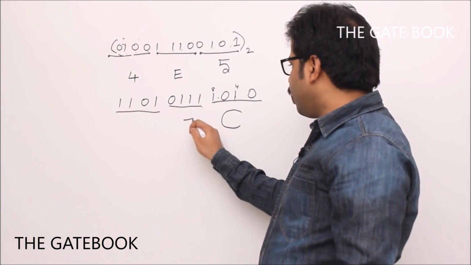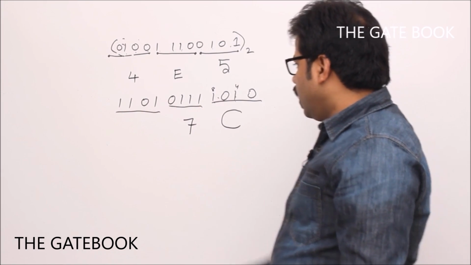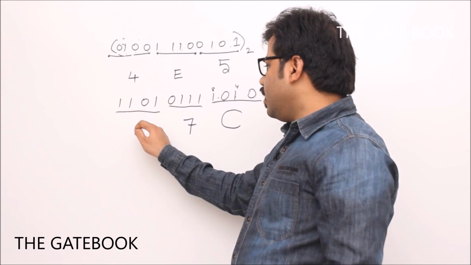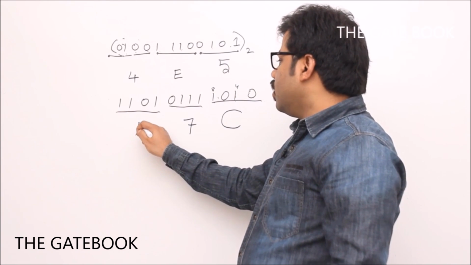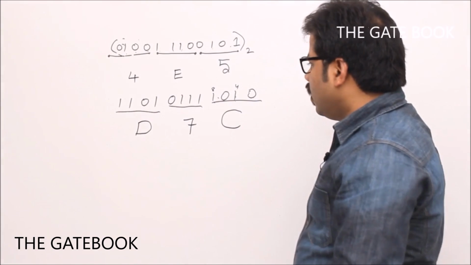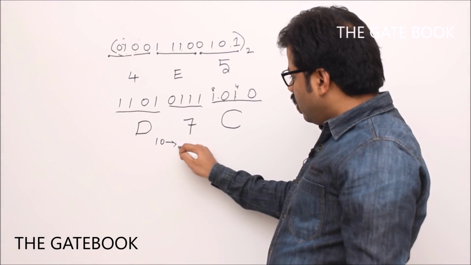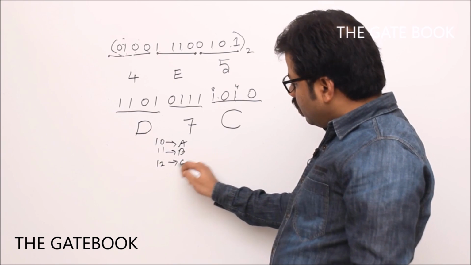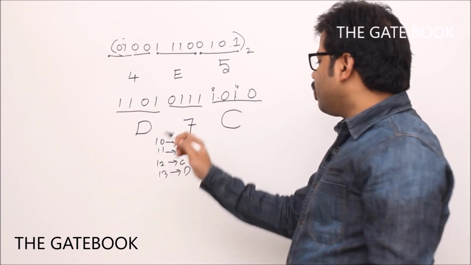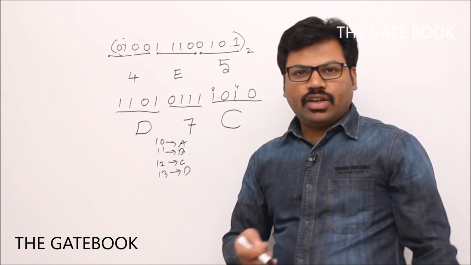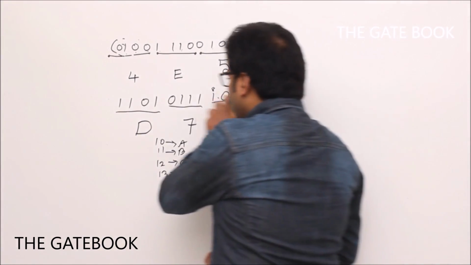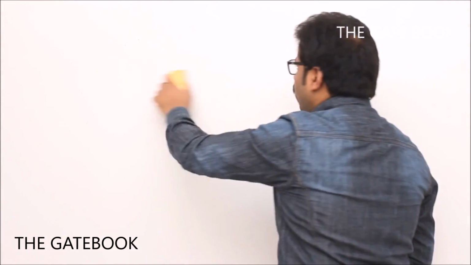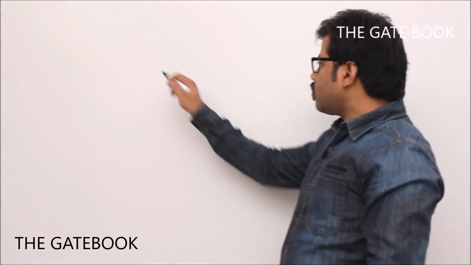It is 7. Correct? Then this one, 1101: 8 plus 4, 12. 12 plus 1, 13. 13 is nothing but D. Correct? So in that way, D7C. 10 is A, remember, 10 means A, 11 means B, 12 means C, 13 means D, in that way. So we can convert binary to hexadecimal. We will see now how to convert octal to hexadecimal and hexadecimal to octal. That will be the final one.